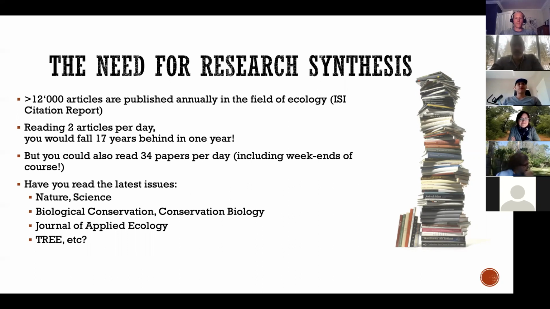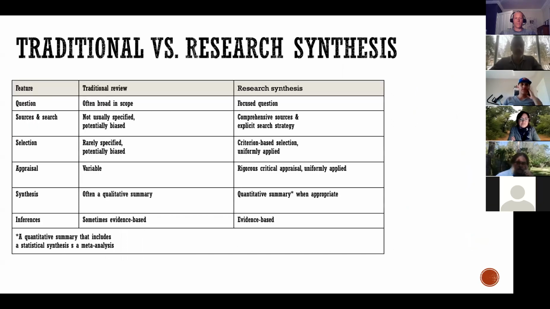And you can even think about just the top journals in our field or your specific field and ask yourself, have you read the latest issues of Nature and Science and PNAS and Biological Conservation, Conservation Biology, Journal of Applied Ecology, Ecological Applications, Trends in Ecology and Evolution, etc. So you can already see that just even in the top journals in our area, we can't possibly keep up and read all of them. So that's why these single papers that are really synthetic and help guide and understand single research topics are really valuable.